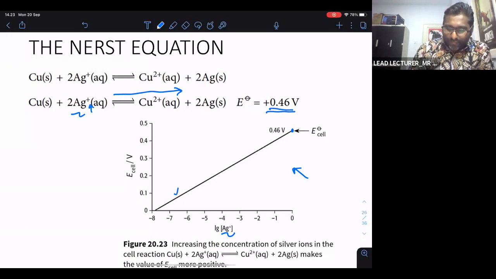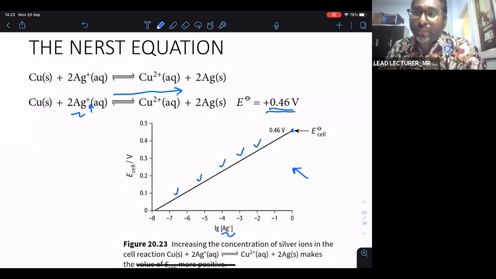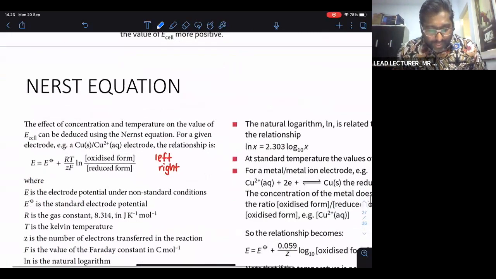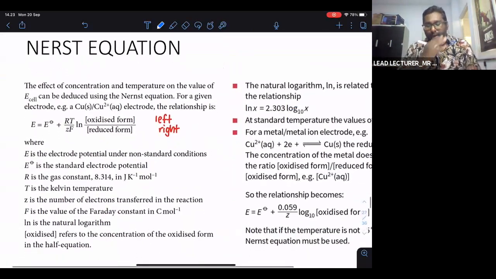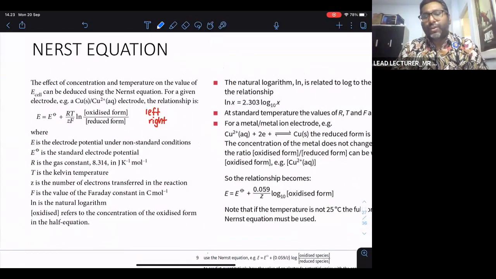So here you can see that when the concentration is increasing, the E value is increasing. So it is showing you in the form of a graph. But what is important here is going to be the equation. Now the equation, all of these can be found in your textbook.